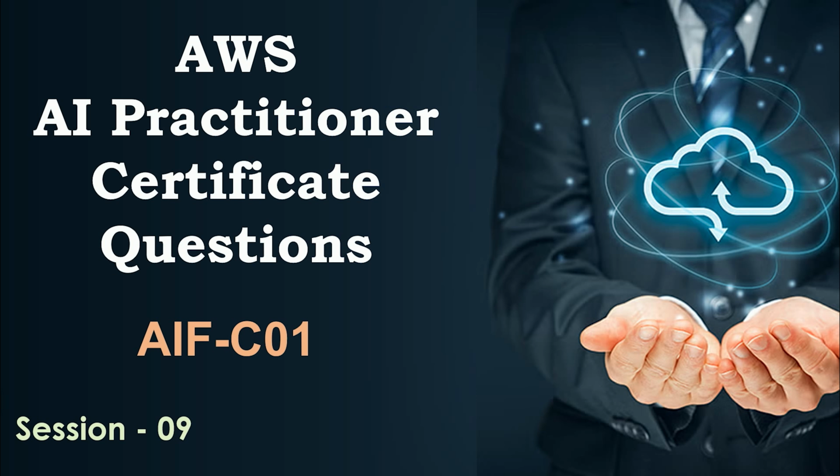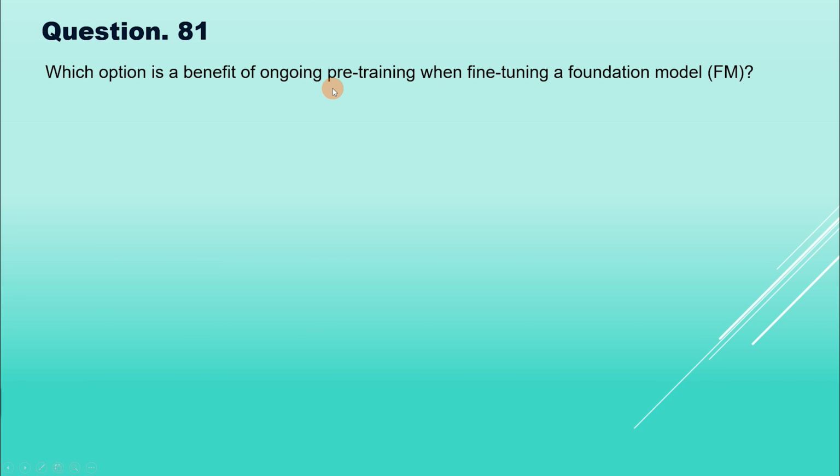This is session 9 for the series AWS AI Practitioner Certificate Questions AIF-C01. We are going to start this video with our 81st question of this series. Which option is a benefit of ongoing pre-training when fine-tuning a foundation model?